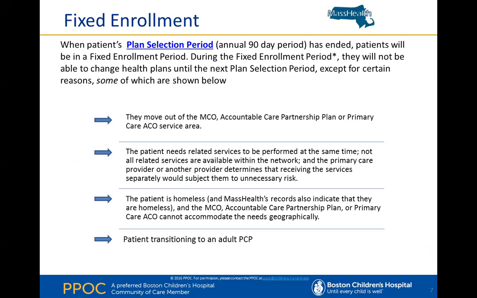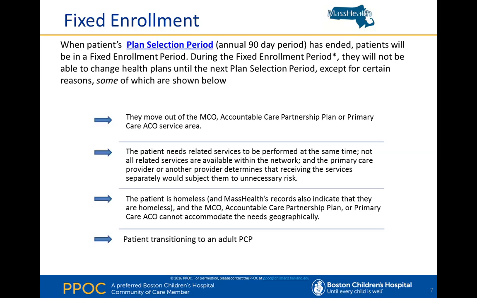So you probably know that part of the goal of this ACO launch was for patients to be in one plan, similar to the way that your commercial patients will be locked into a plan. So what that means is that patients will, after their 90-day period, be in something called fixed enrollment. When they're in fixed enrollment, they should not be able to change health plans until their next plan selection period, which is typically a year later.